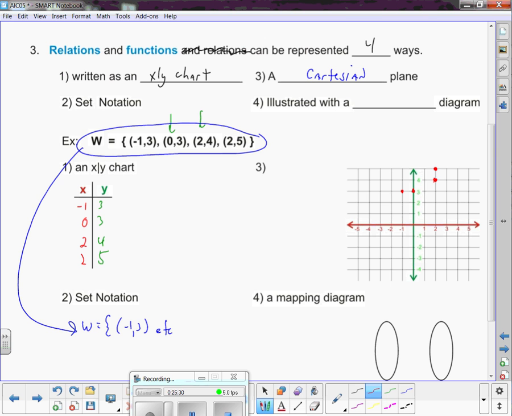So you plot the points. So 1 left and 3 up. No left or right, 3 up. 2 right and 4 up. 2 right and 5 up, right? We would plot the points.